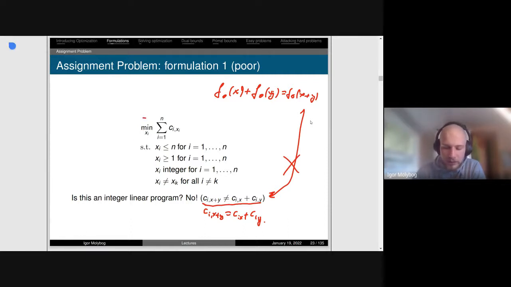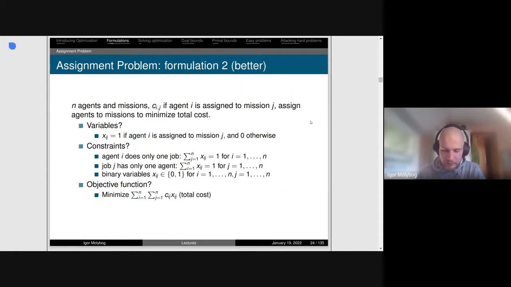So this formulation that we have arrived at is not an integer linear program. It is a valid formulation. I just have to say that if you are to solve this problem, you will solve the original problem. It's just not exactly about our class at all. So the formulation 2 that we're going to be doing is better.